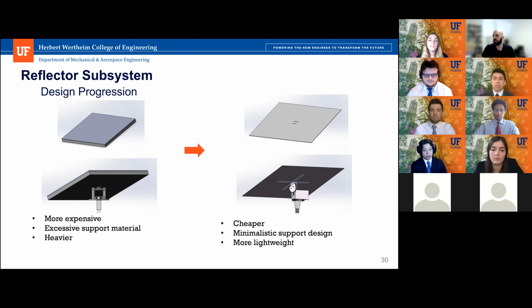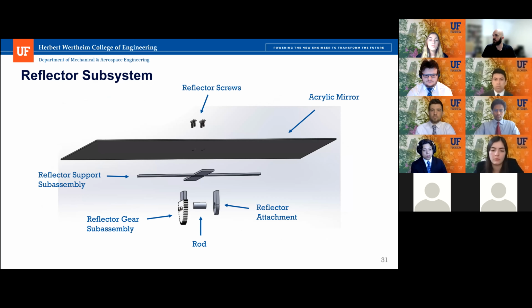And then if we move on to the next slide, we can see an exploded view of our reflector subassembly. It consists of the 0.5 meter by 0.5 meter, 2 millimeter thick acrylic mirror, the reflector support subassembly consisting of the 6061 aluminum rectangular bars. And then to connect to the actuation, we have the reflector gear subassembly consisting of a reflector attachment made from aluminum and a 48 tooth reflector gear made from ABS plastic held together with 2 gear screws.